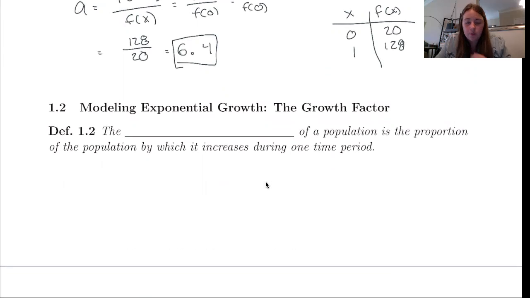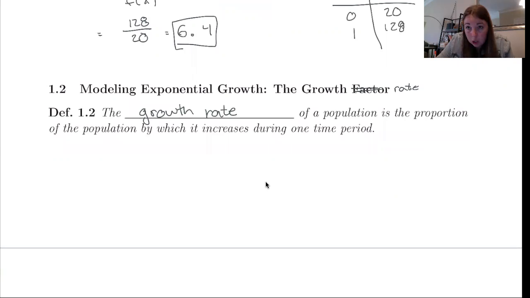Okay. So I think this should say growth rate. All right. So the growth rate of a population is the proportion of the population by which it increases during one time period. So it's a percent. It's the portion of the population which is increased during the old one. Okay. So it's similar to A, but it's not A. It's just similar. They're like siblings.